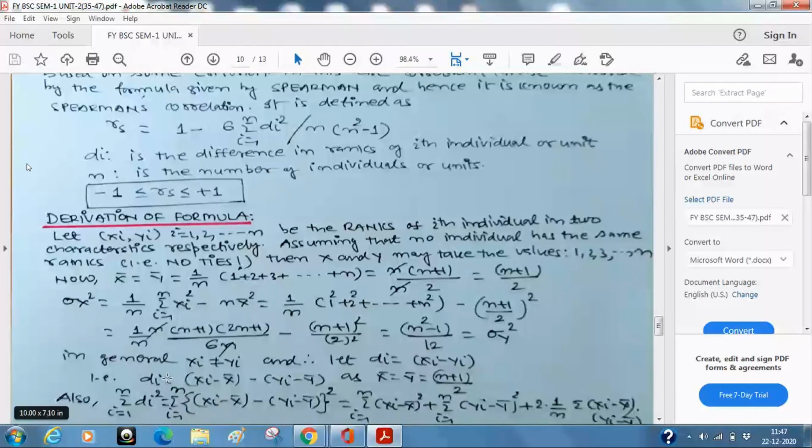Just for a moment you forget about this summation sign. Just concentrate that there is some di square. If this is di square, what is di? Just here, (xi minus x bar) minus (yi minus y bar), whole square. So this is a minus b whole square sort of a thing. What is the formula? A square plus b square.